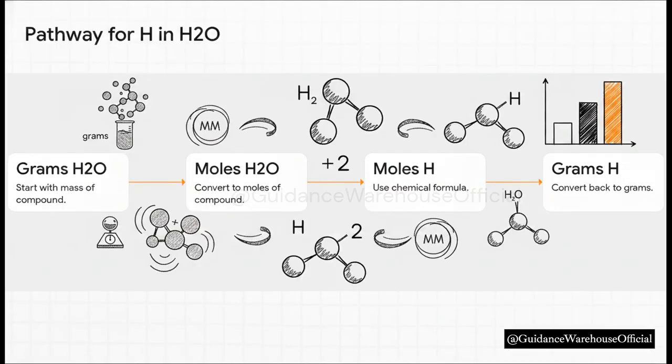So the crucial point here is that only the chemical formula gives us the pathway to go from a bulk amount of molecules down to individual elements. If you're asked to find the percent by mass of hydrogen in a 5-gram sample of water, you can't just guess. You have to map it out step by step.